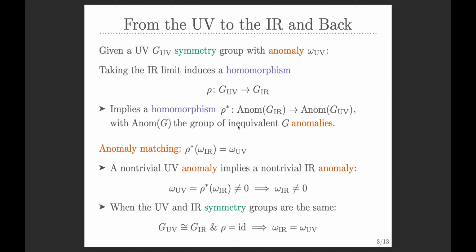This is what we usually say: anomalies are RG invariants. So really, if omega UV is non-zero, then omega IR must also be non-zero.